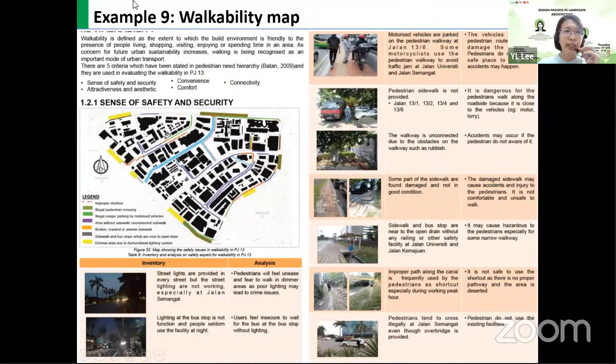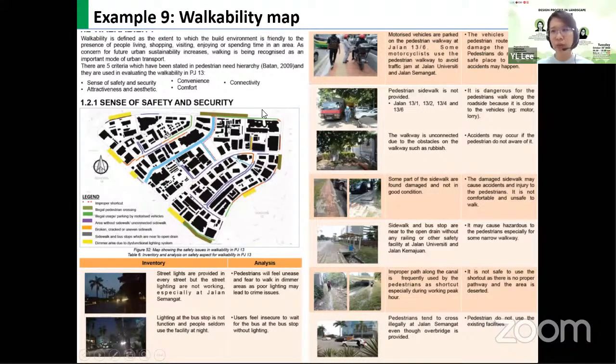All right, and this is the walkability map. I think this one is familiar to you as well. It's important in urban studies. When you study walkability, you can look at the aspect of safety or security. When you do a site inventory, your own experience is also very important. On the theory, you have to understand the criteria that make up walkability. Does it mention safety, comfort, aesthetics, connectivity? So you can select what is important at your site and put it on the map.